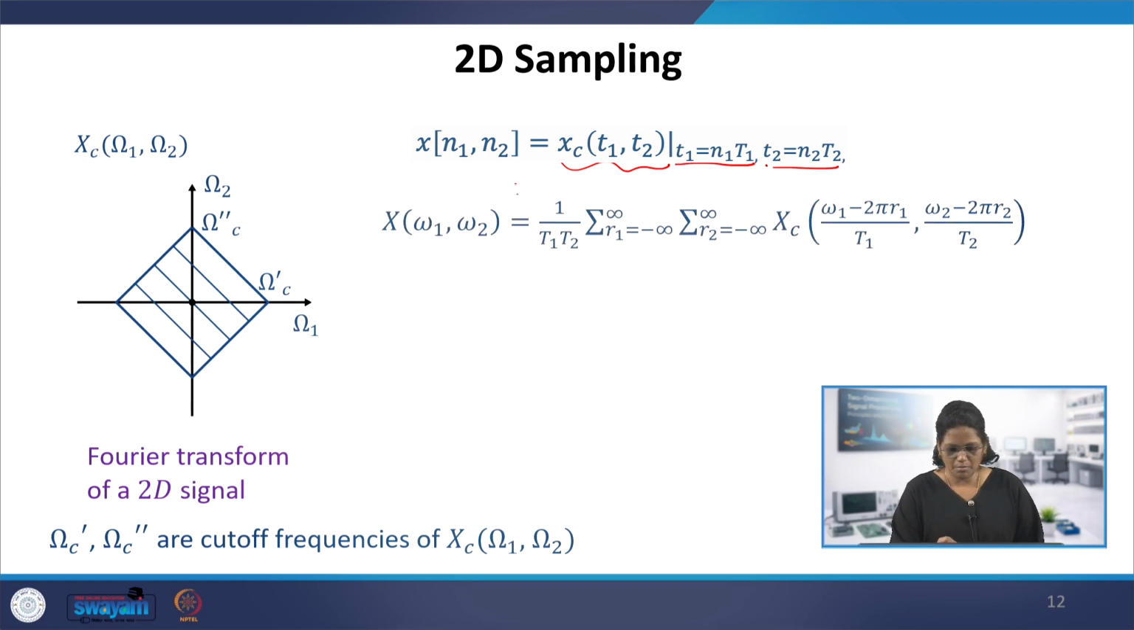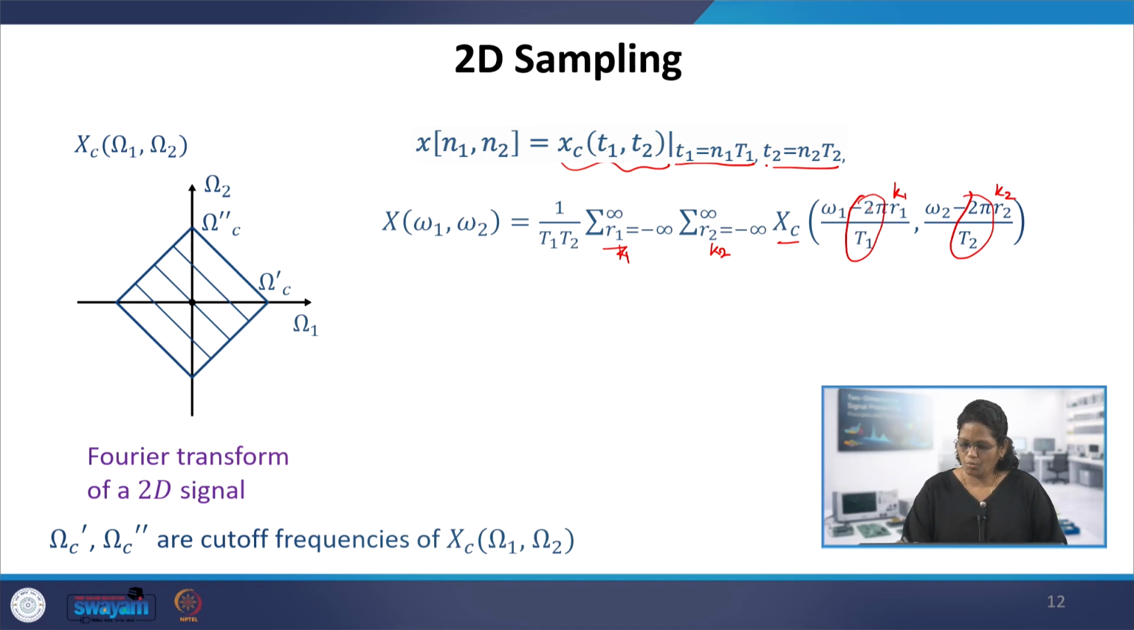So for the sampled sequence, if we take the Fourier transform, X of omega 1 comma omega 2 is equal to 1 by T1 T2, summed over k1 and k2 varying from minus infinity to plus infinity, of Xc of omega 1 minus 2 pi k1 by T1 and omega 2 minus 2 pi k2 by T2. We used k also in the previous discussions; it can be k1 and k2 as well. Here 2 pi by T1 is omega s, as we used in the 1D case. This is due to the sampling.